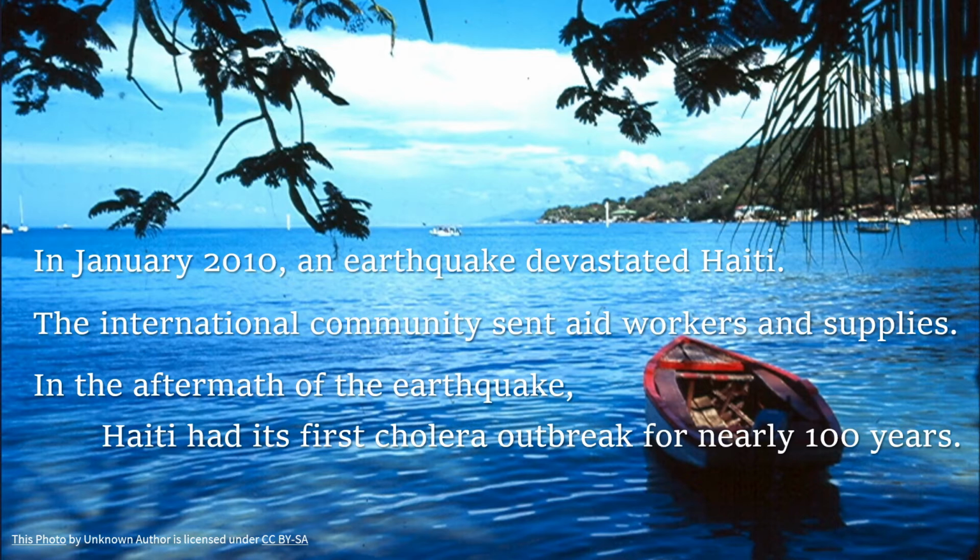In January 2010, there was an earthquake that devastated Haiti. The international community sent aid workers and supplies to Haiti to be able to help the people of Haiti. In the aftermath of that earthquake, however, Haiti had its first cholera outbreak in nearly 100 years. So Haiti hadn't seen cholera for a very long time, and then all of a sudden, after the earthquake in October, cholera started appearing across the nation of Haiti.